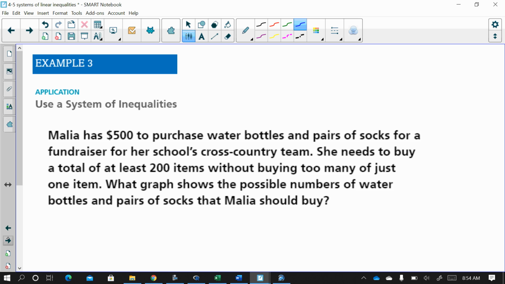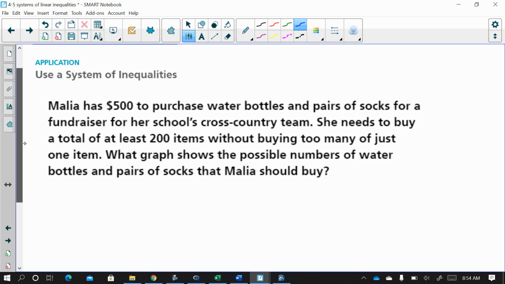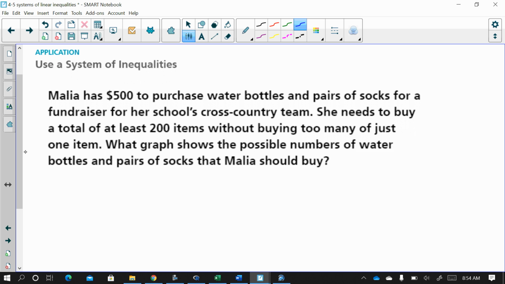Okay, so moving on to writing a word problem. Malia has $500 to purchase water bottles and pairs of socks for a fundraiser for her school's cross-country team. She needs to buy a total of at least 200 items without buying too many of just one. What graph shows the possible numbers of water bottles and pairs of socks that she should buy? Well, first thing you need to do with word problems is to define your variables. So let's let X be water bottles and Y be socks.